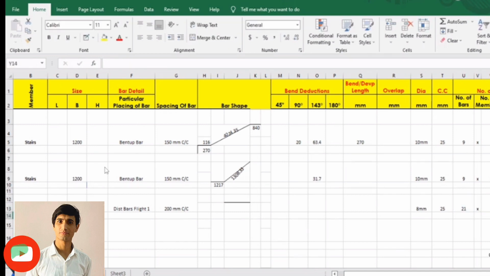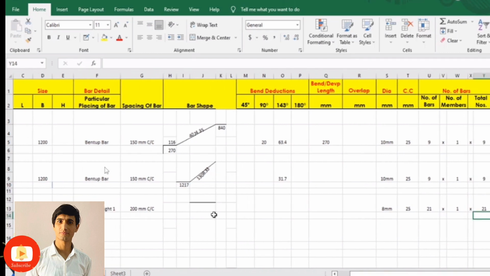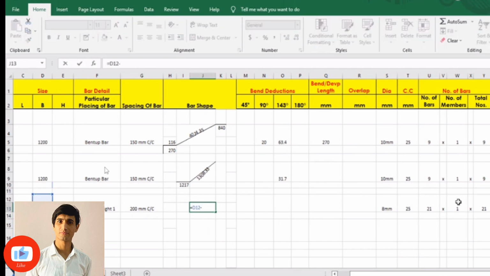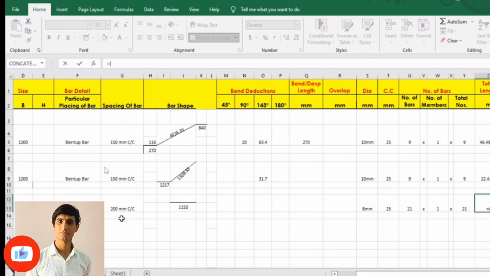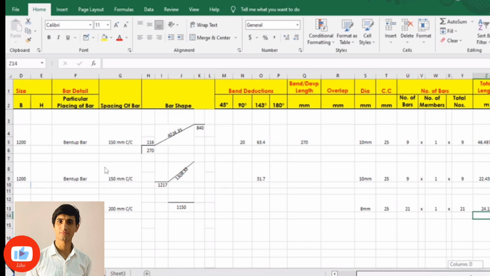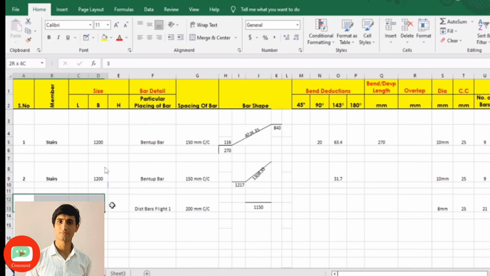Hit enter. Next we need to find out the total length, and total length will be equal to cut length multiplied by total numbers. And in order to find out cut length, from the total width of our stair we need to deduct concrete cover from both ends. Hope you understand this one, because these are basic things now. Total length will be equal to cut length multiplied by total numbers, because we do not have any kind of bend deductions over here. And cut length multiplied by total numbers divided by 1000 in order to convert it into meters. So here we have the total as 24.15 for flight number 1.